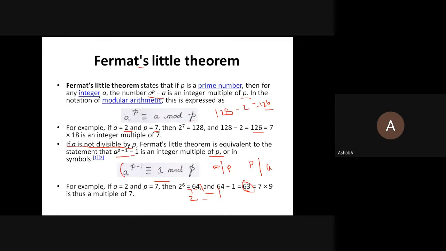Whether it's Fermat's theorem or Euler's theorem, Fermat did not publish his proof for his theorem, but for the same theorem, Euler published the proof in 1736. The objective of both theorems is to reduce a large power modulo n. That's the main objective of both theorems.